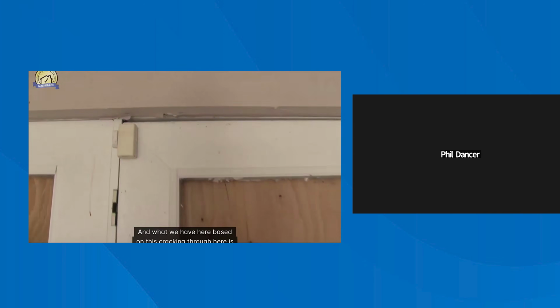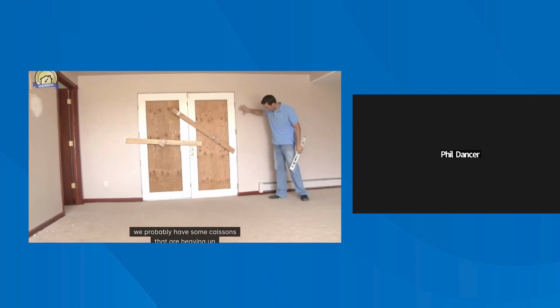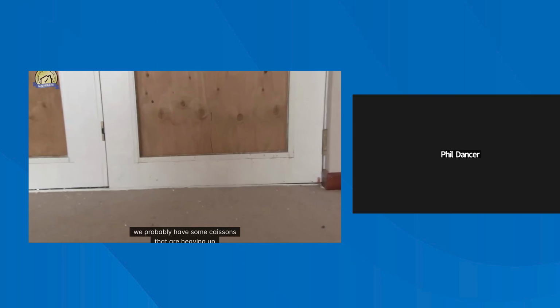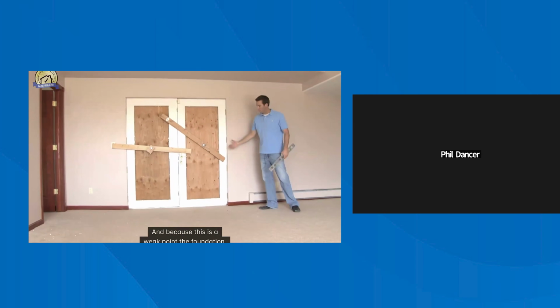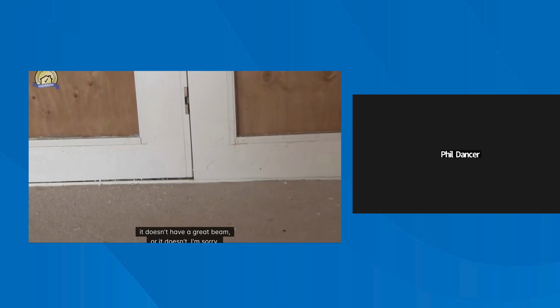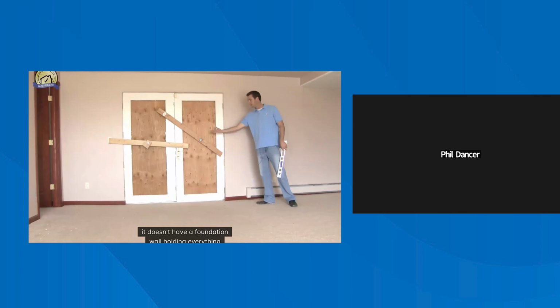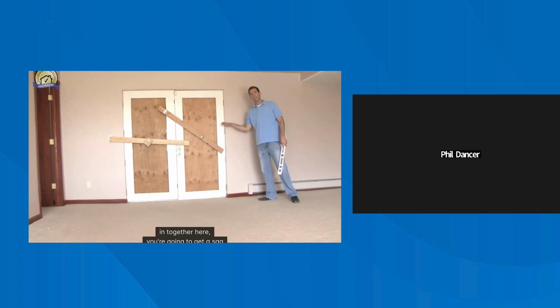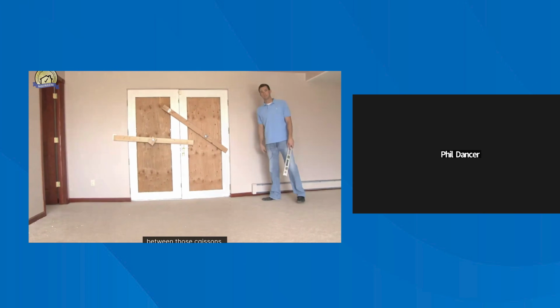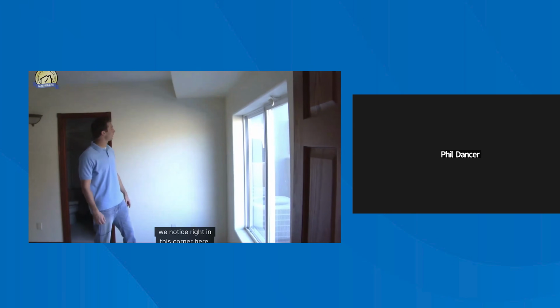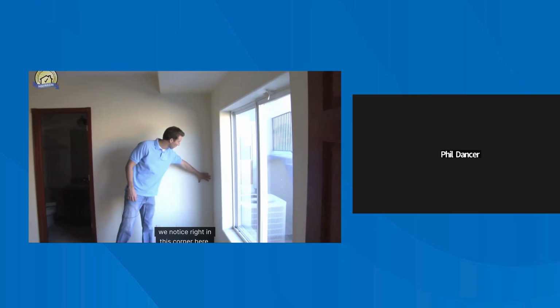And what we have here, based on this cracking, is we probably have some caissons that are heaving up on either side of this door. Because this is a weak point in the foundation, it doesn't have a grade beam or a foundation wall holding everything together here, you're going to get a sag between those caissons. Coming back through another room, we notice right in this corner quite a bit of cracking and separation. Again, this is going to be a sign of vertical foundation movement.